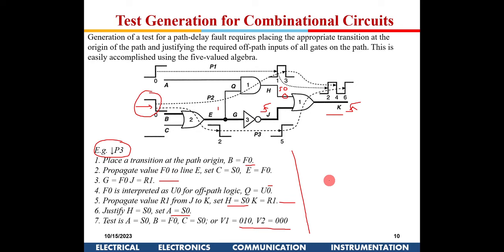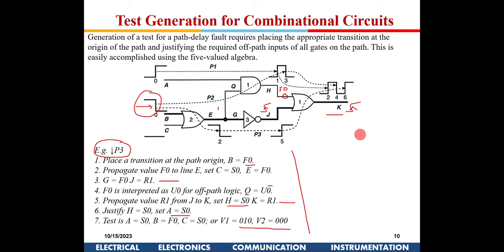If we give one transition here, how much time is it taking for that transition to come at the output? That is what we are checking, whether within one clock period this transition is happening here or not. Like I said, this is delay testing. This is not stuck-at testing.